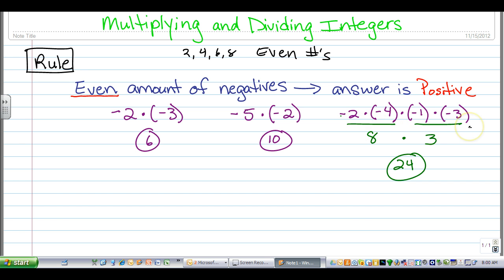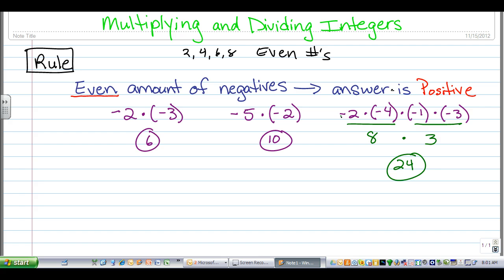Here's one, pretty long. It's got lots of negatives, so let's count them up. 1, 2, 3, 4. 4 negatives. 4 is an even number, so the answer is going to be positive. When you do this, of course, you follow PEMDAS. You can only multiply 2 numbers at a time. And you notice we got 2 negatives, so this answer is going to be positive. So negative 2 times negative 4 is an 8. Negative 1 times negative 3 is going to be 3. 8 times 3 is 24. Now for this particular one, since it's all multiplying, it doesn't matter what order you multiply, you're going to get the same answer.